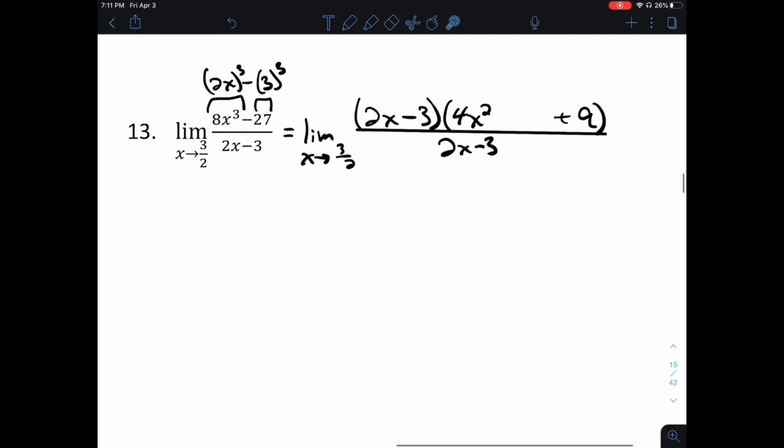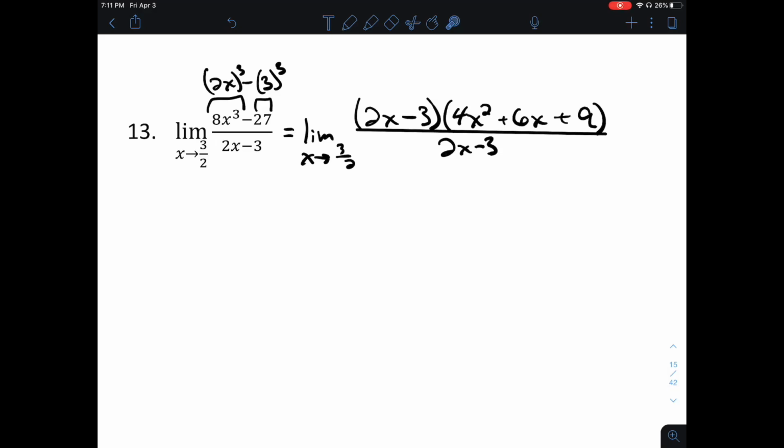And then this middle term, we're going to take the 2x times the 3 and get 6x. And then we're supposed to, I'll get to this, what we're supposed to do here in a second.